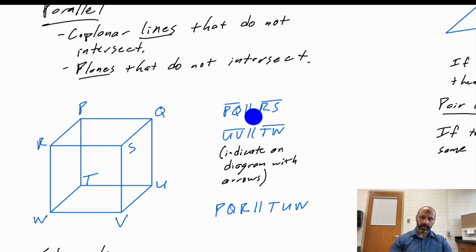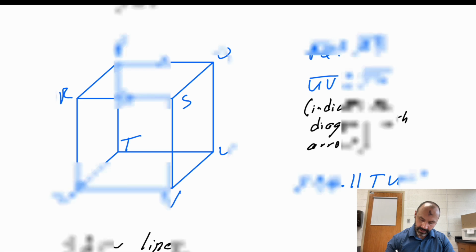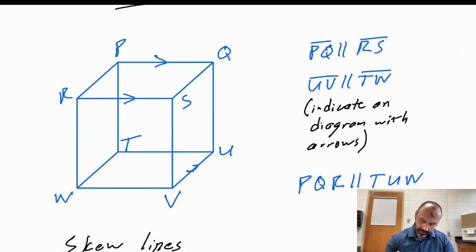The way that we write that segments are parallel is we just put two lines between them like this. So PQ is parallel to RS. Segment UV is parallel to segment TW. The way that we indicate this on a drawing is with little arrows. So if I want to write that PQ is parallel to RS, I do that. Those little arrows mean those lines are parallel. If I have another pair of lines I want to indicate, I can draw a double arrow like that.